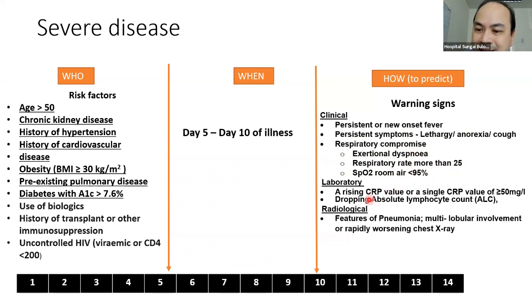We know that the CRP value is very important. We monitor the CRP. Once the CRP level is more than 50 milligrams per liter, or more than 5 milligrams per deciliter, these patients are at high risk of getting severe disease. And if your lymphocyte count keeps dropping, to less than 1 and continues to drop, these patients are at high risk of progressing onto severe disease. If your chest x-ray wasn't so bad before and now it's getting bad, or now you're getting multi-lobar involvement when earlier it was just small patches, these patients are probably turning bad as well.